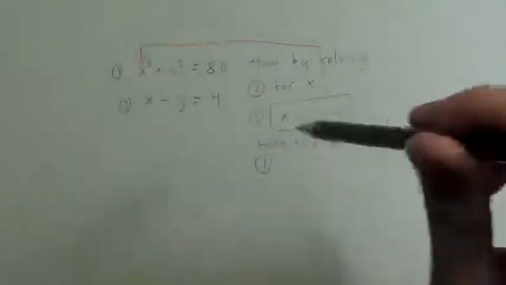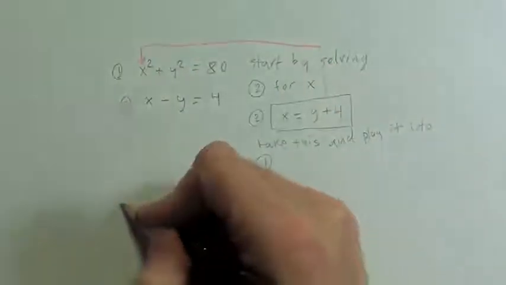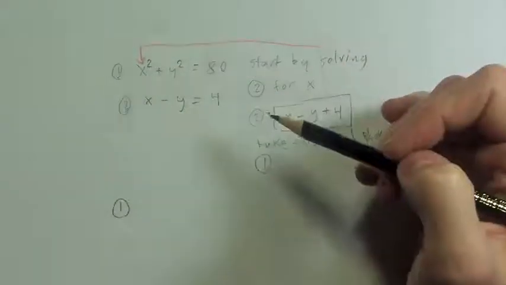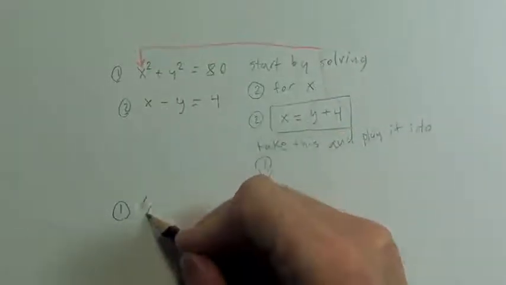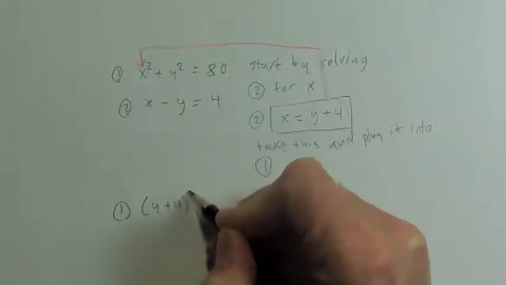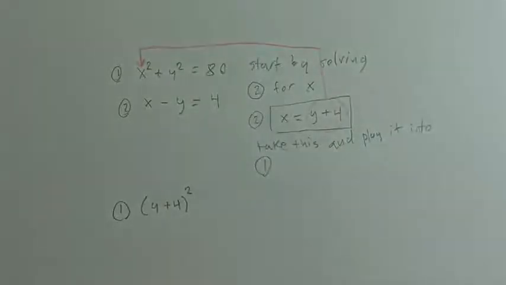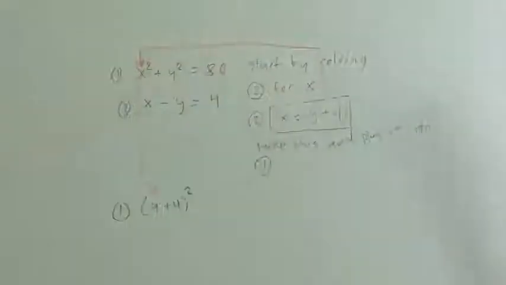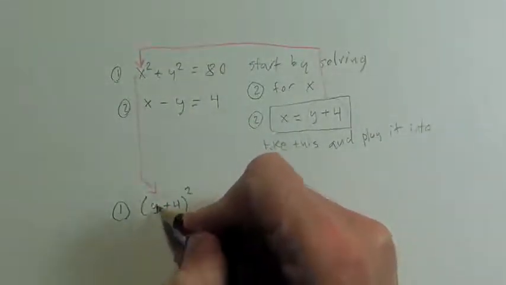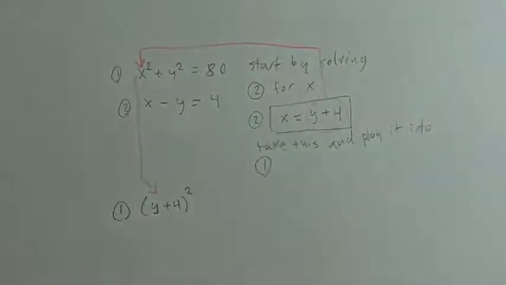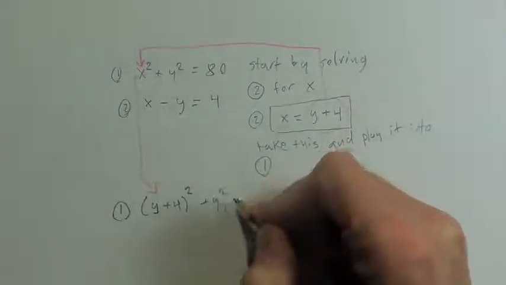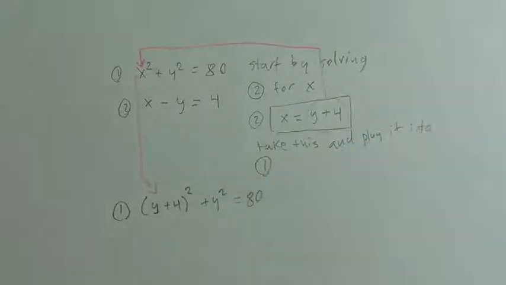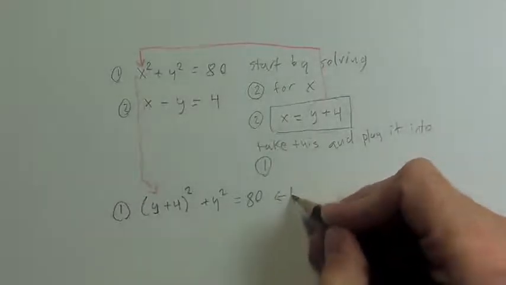Okay, so note I have that x is equal to y plus 4, so I plug that into here. So equation 1, so it's x squared. So it's going to be this entire thing, y plus 4, all squared when we bring it down. Okay, so I have y plus 4 all squared plus y squared is equal to 80. Okay, and now I have an equation in just y.